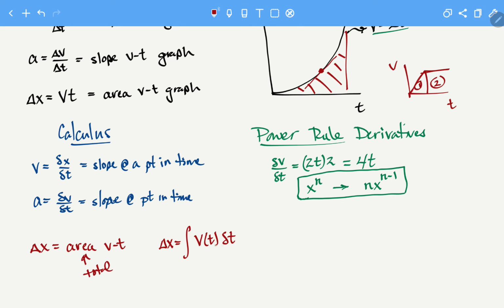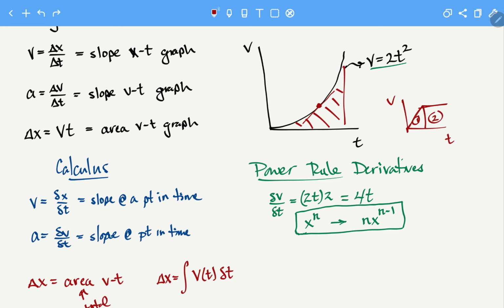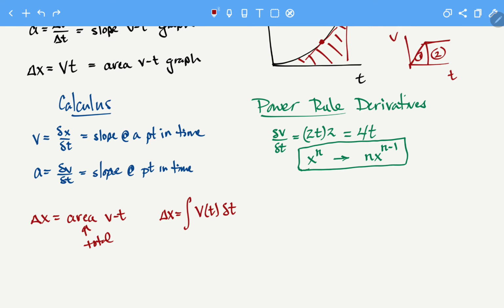All right, so we're going to add up all the small pieces over time of this function v(t). So what's v(t)? If you remember before, our velocity in terms of time was 2t squared. So we're going to integrate this. That equals the integral of 2t squared dt. All right, so there's our equation. We replace the idea of velocity with the function that describes it.